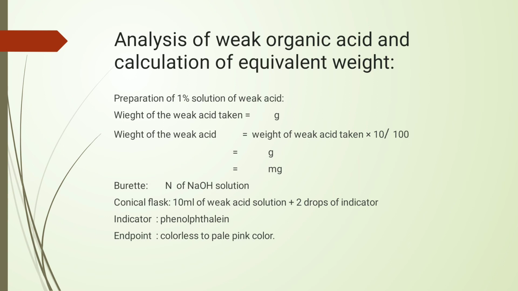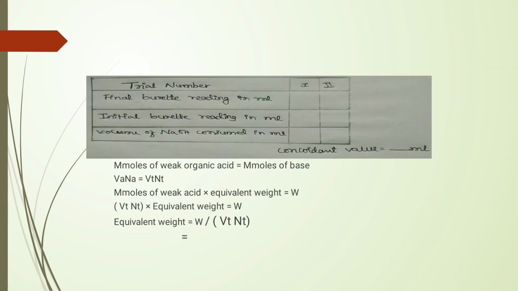In the burette, we already standardized the NaOH, so the concentration is known. Take this NaOH solution. The conical flask contains 10 ml of the weak acid solution plus 2 drops of the indicator. Indicator is phenolphthalein. Endpoint is colorless to pale pink. Carry out the titration process. Note down the initial burette reading and final burette reading, and calculate the volume of NaOH consumed in this experiment. After the completion of titration process, we have to calculate the equivalent weight.